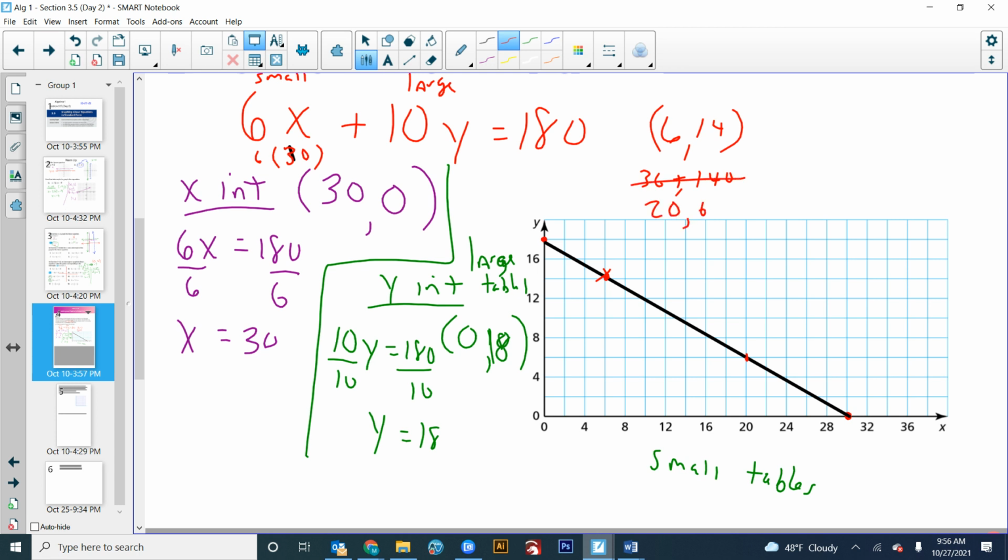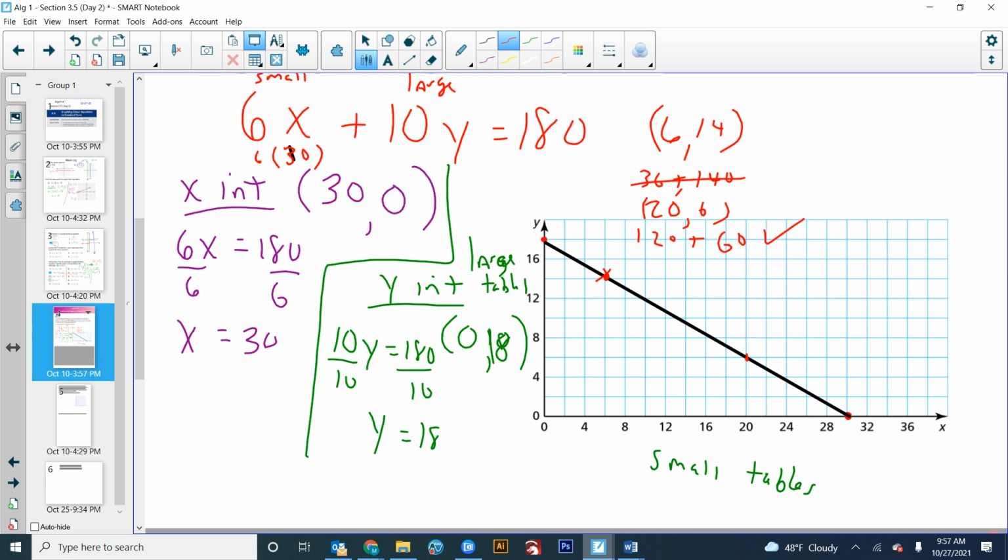Let's try 20, 6. Okay, what's 20 times 6? Okay, so 120 plus, what's 6 times 10? What's 120 plus 60? That checks, doesn't it? So I could fit 20 small tables, and there are some other points too, I think. Maybe. There are. Okay.